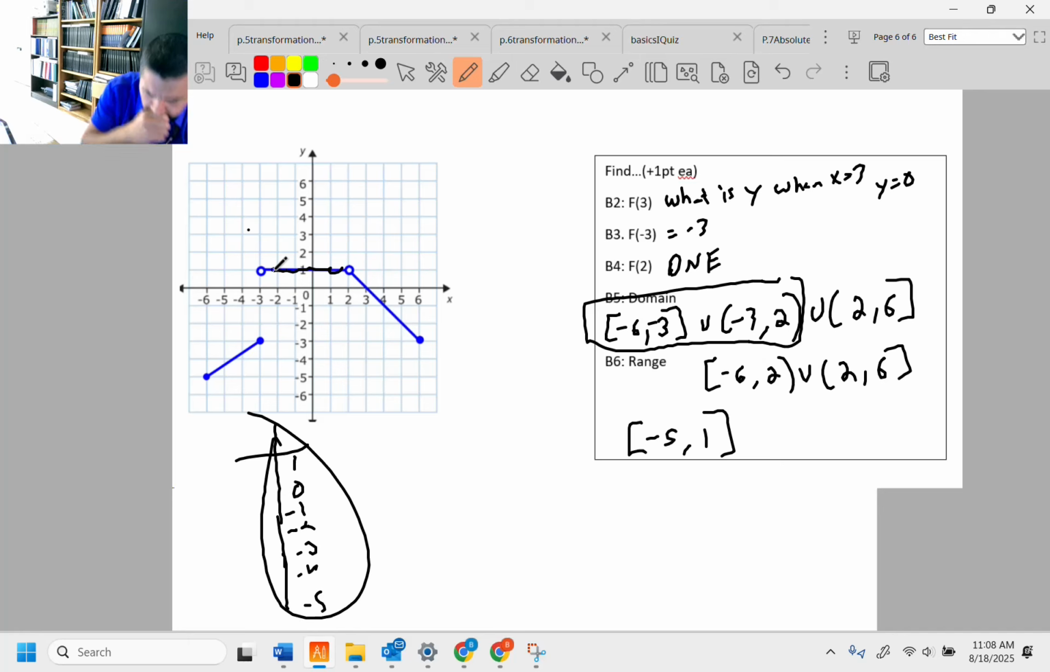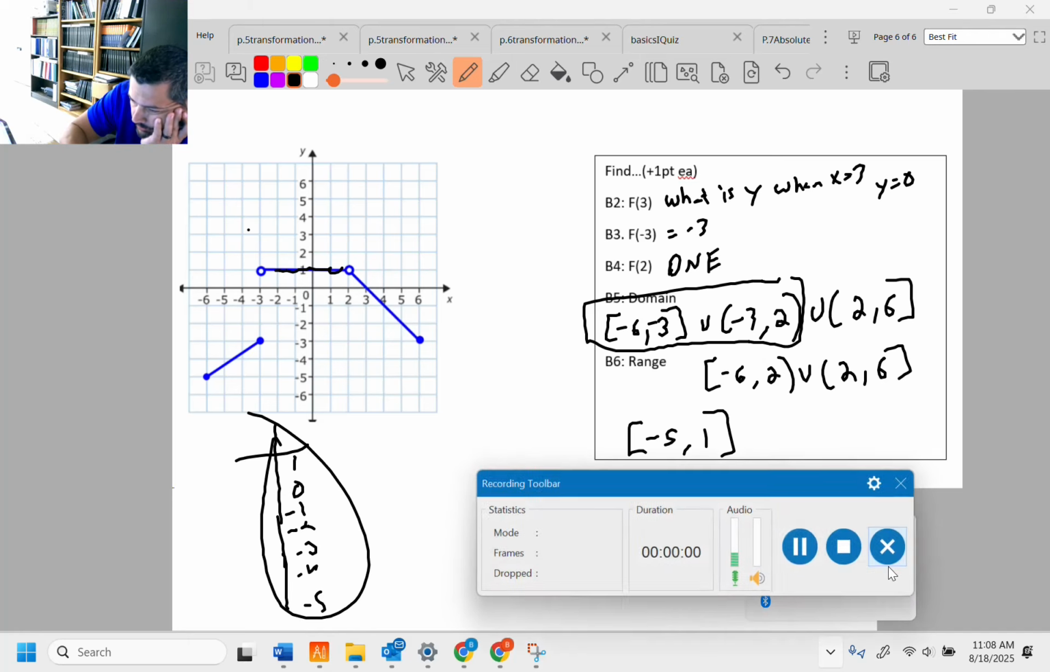Anyways, there is your practice sheet for your quiz on Friday. Please do that sheet of paper. It'll make your grade a little better.